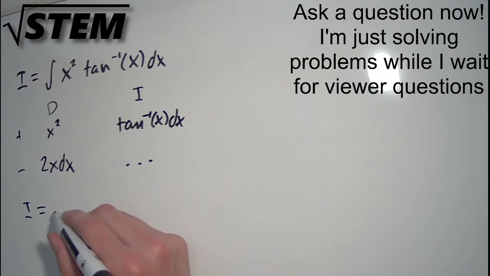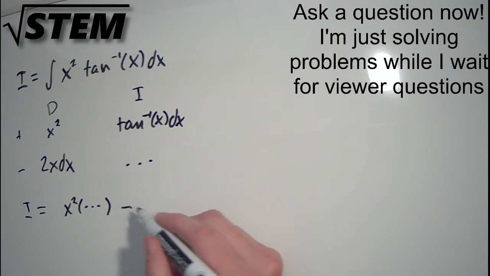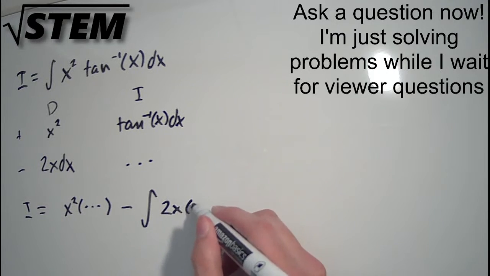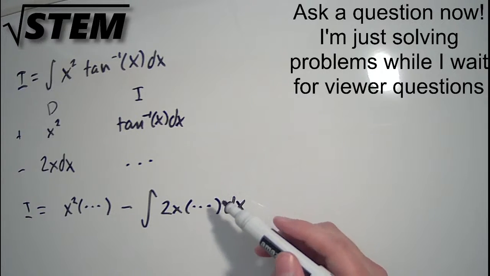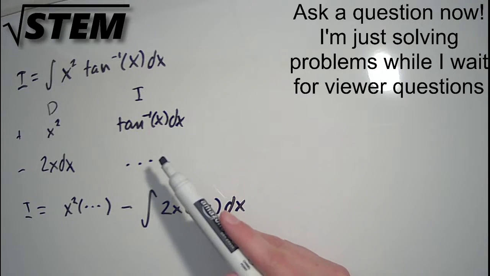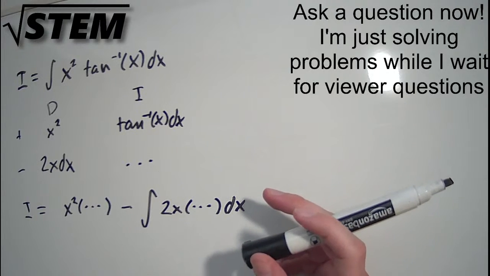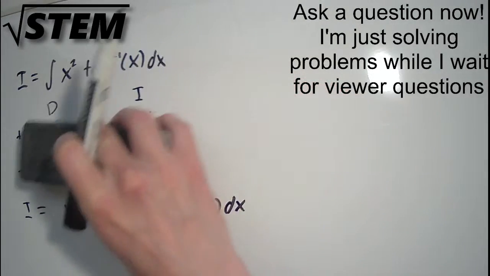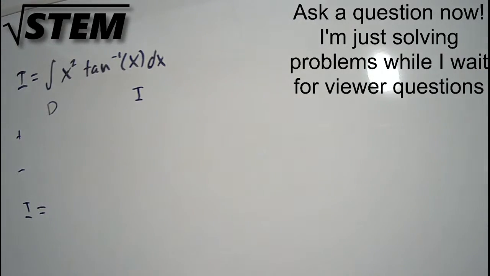Then we would have x squared times whatever that is, minus the integral of 2x times whatever that is dx. The antiderivative of tangent inverse is not going to be pretty. It will be very bad. So maybe we should think about doing it the other way. Differentiate tangent inverse and integrate x squared.